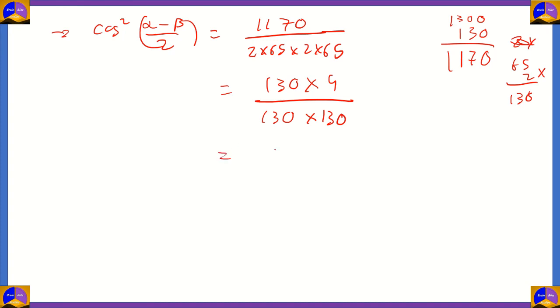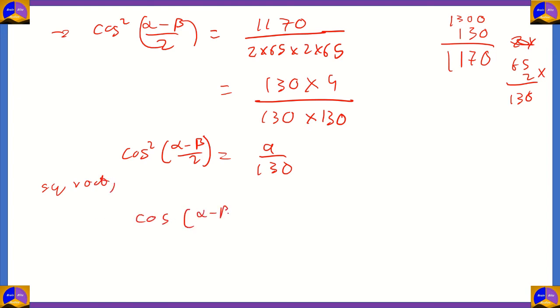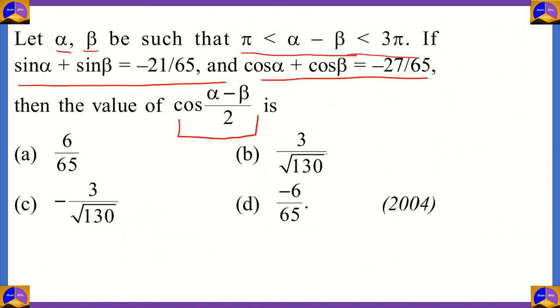So one of the 130s gets cancelled, so 9 by 130 is equal to cos square alpha minus beta divided by 2. So taking the square root, we get cos of alpha minus beta divided by 2 as equal to plus or minus 3 divided by under root of 130. Now, we usually try to factorize that out, but now we don't need it because the options do contain 3 by under root of 130. But is it plus or minus?